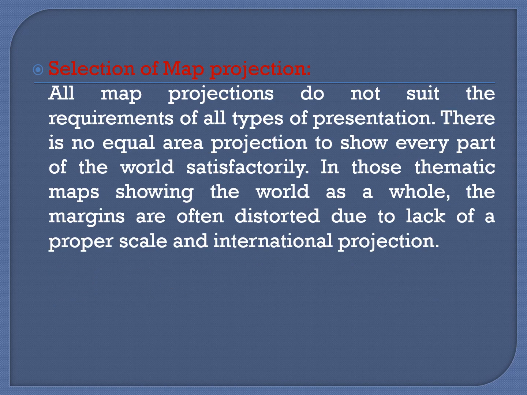The last one is the selection of map projection. We know that there is not even a single map projection that will suit the requirement of all types of presentation. There is no equal area projection to show every part of the world satisfactorily. While we show the thematic map as a whole, the thematic map is already a very small scale map, so the margins will often be distorted due to lack of proper scale and international projection. So far, no standard projection has been identified for a thematic map. This also affects the quality of a thematic map.